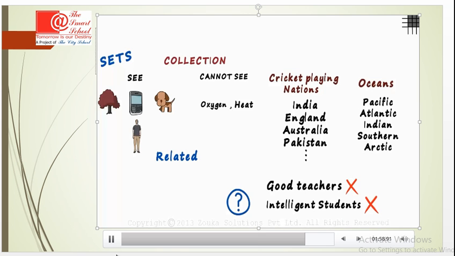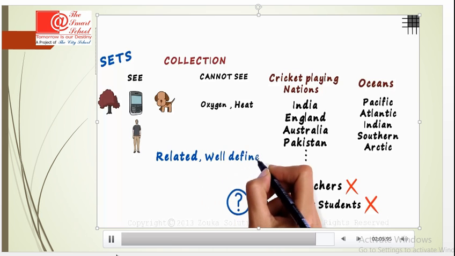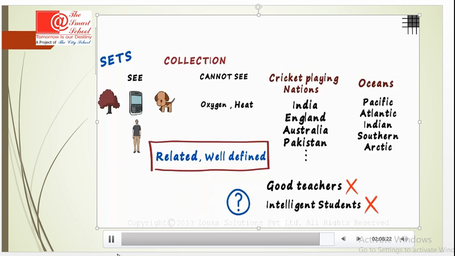So remember, another important characteristic of sets is that the elements in it should be well defined. All the elements in a set should be related and well defined.